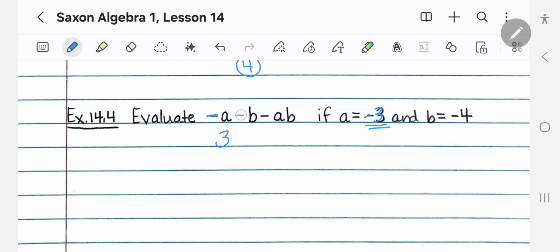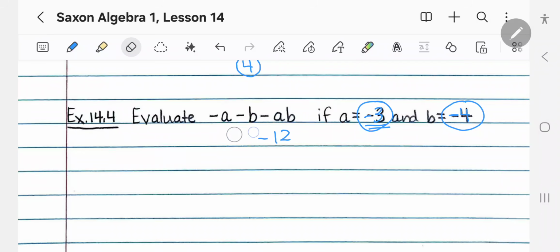And then they read this like an opposite of b. So the opposite of -4 would be a +4. And then they say the opposite of AB. AB would be A times B. So -3 times -4 would be +12, but they want the opposite, so that's a -12. And that's the way the book explains it and then continues on.